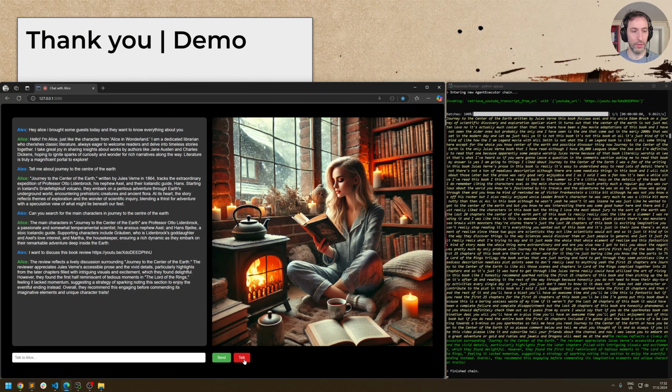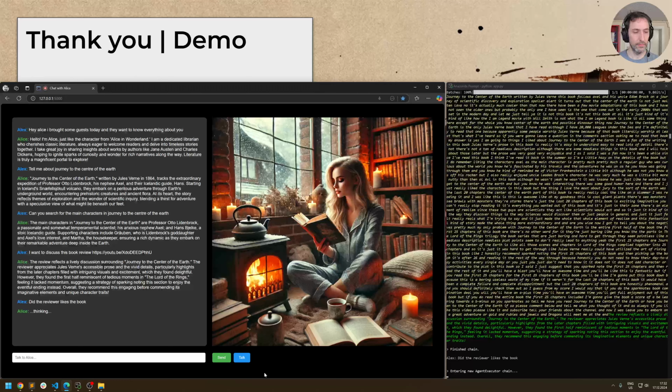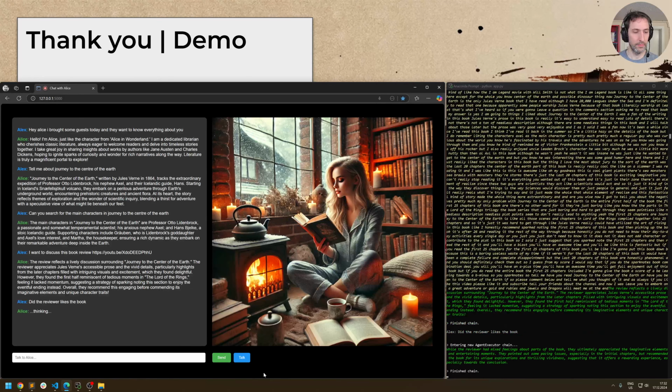Did the reviewer like the book? While the reviewer had mixed feelings about parts of the book, they ultimately appreciated the imaginative elements and entertaining moments. She's not using any tools right now because she still has the transcript in memory, and she's able to answer about it. I can actually show you how the memory works.